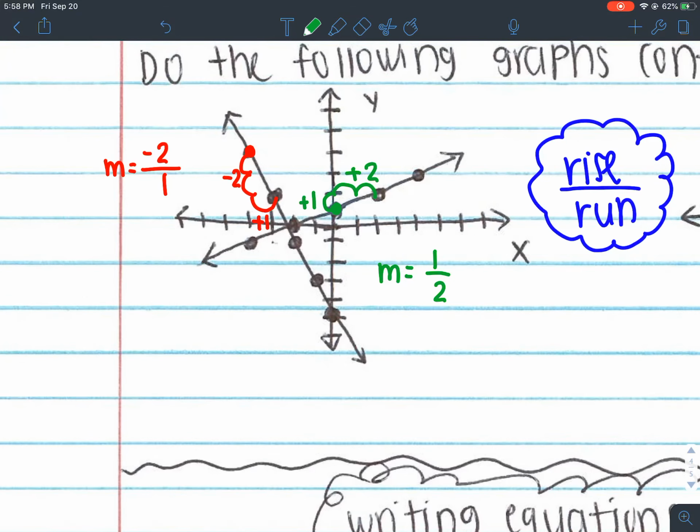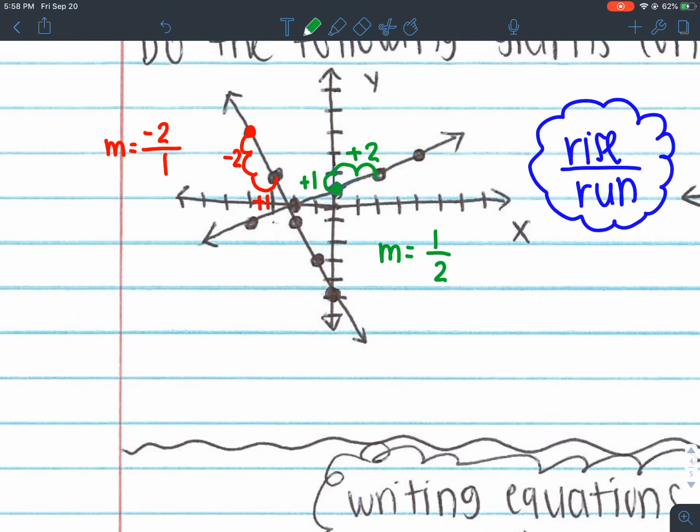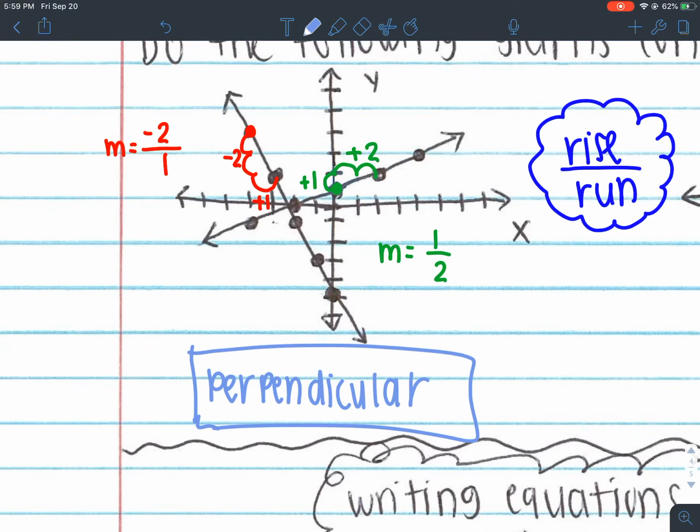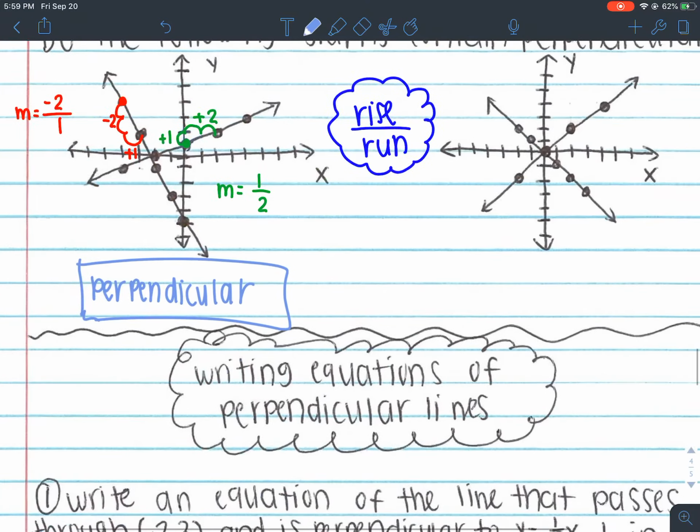So are these slopes opposite reciprocals, the same, or neither? Well, these slopes are opposite reciprocals. Remember, opposite means different signs. Reciprocals means you flip your fraction. So since these are opposite reciprocals, these are indeed perpendicular. Now let's say you had a slope of like negative 3 and positive 2. Those are just neither because they're not the same and they're also not opposite reciprocals.